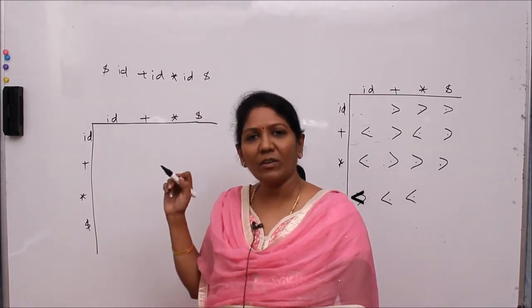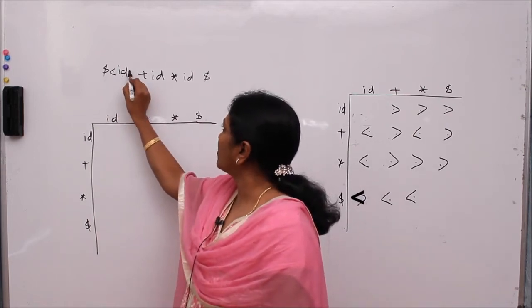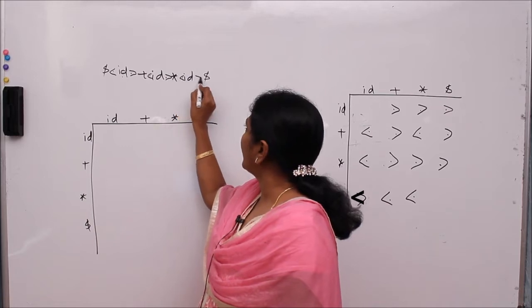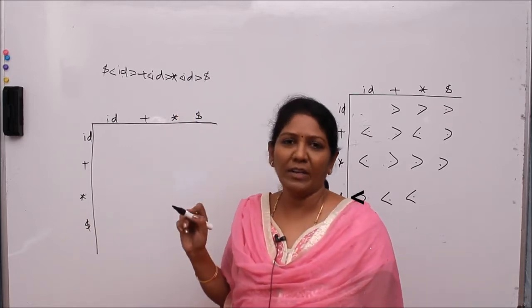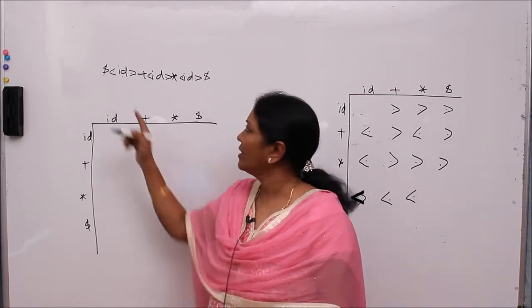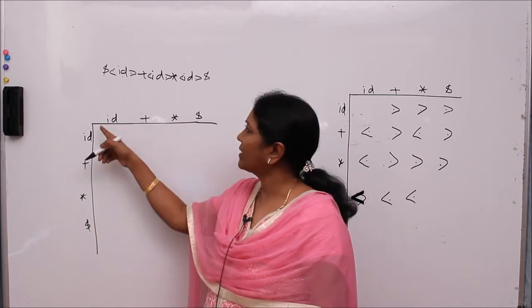So if all the IDs are to be reduced first, how will you ensure that? If at all this is to be reduced, put each ID between less than and greater than precedence. Then only we are sure that this is the handle that is going to be reduced first. So whichever relation you have defined, enter that into the table.